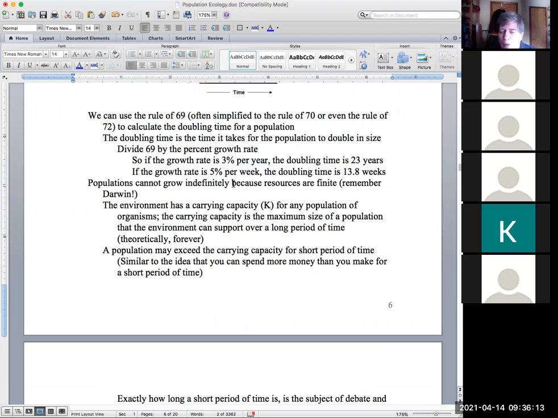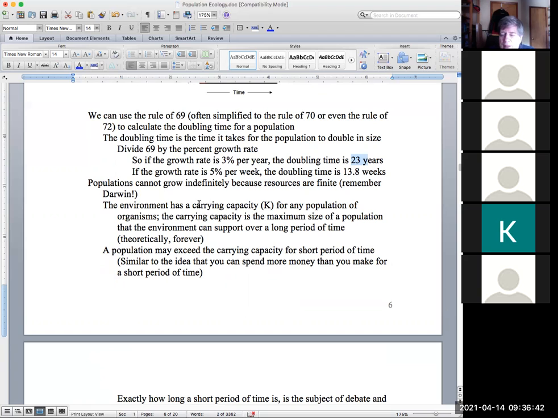So at some point, finite resources are going to stop this population from growing. So notice, even though we might be studying a population now and we might estimate that the doubling time is 23 years, that doesn't mean necessarily that the population will ever double. Before we get to 23 years, something might happen. So we might never reach that point.